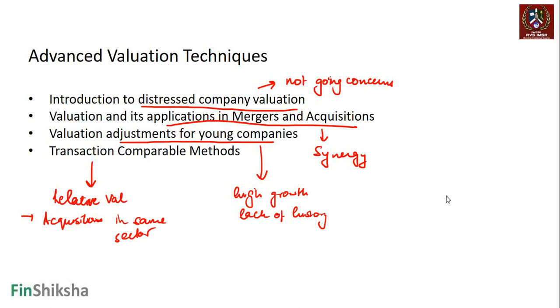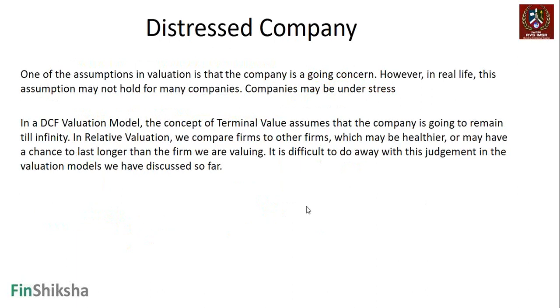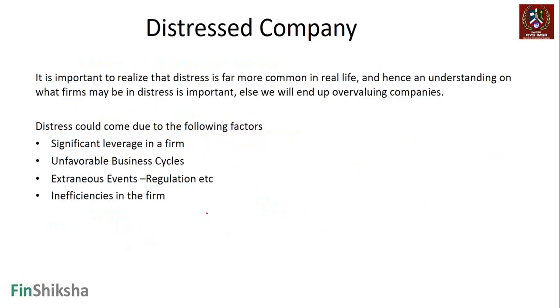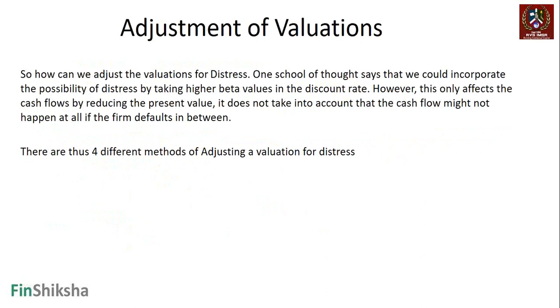Let's do a quick recap in terms of what these areas are. When you look at a distressed company, the idea of terminal value becomes a little bit tricky because you're assuming that the company is a going concern. But in real life, companies can default, right? They may be in distress, and that distress could come because of either leverage, a huge amount of debt, unfavorable business cycles, some regulatory clampdown by the government, or inefficiencies in the firm, right? Now, how do you adjust this?